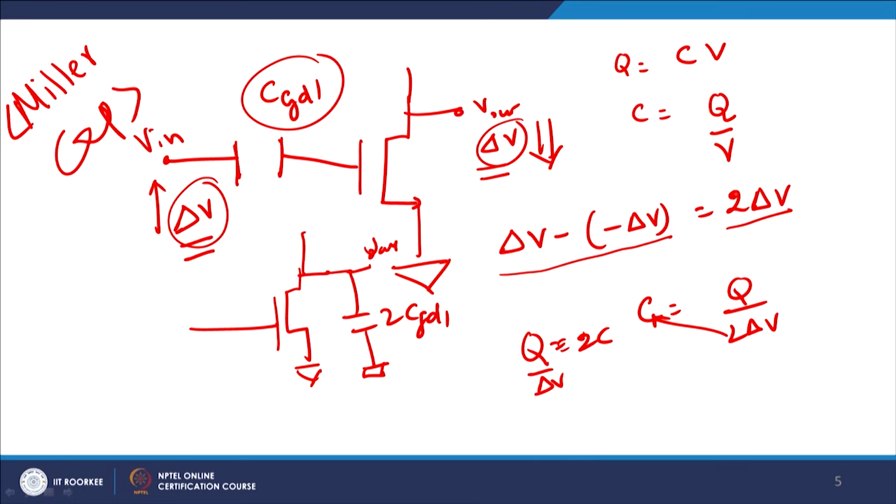Now, if your V changes by twice delta V, so Q by 2 delta V, take 2 on this side, I get Q by delta V equals twice C. This means that for the same change in the output side by delta V, it is equivalent to saying I have a capacitance 2C on the output side, 2 CGD1. The input capacitance looking at CGD1 will appear to the output side as 2 CGD1 under such a criterion.